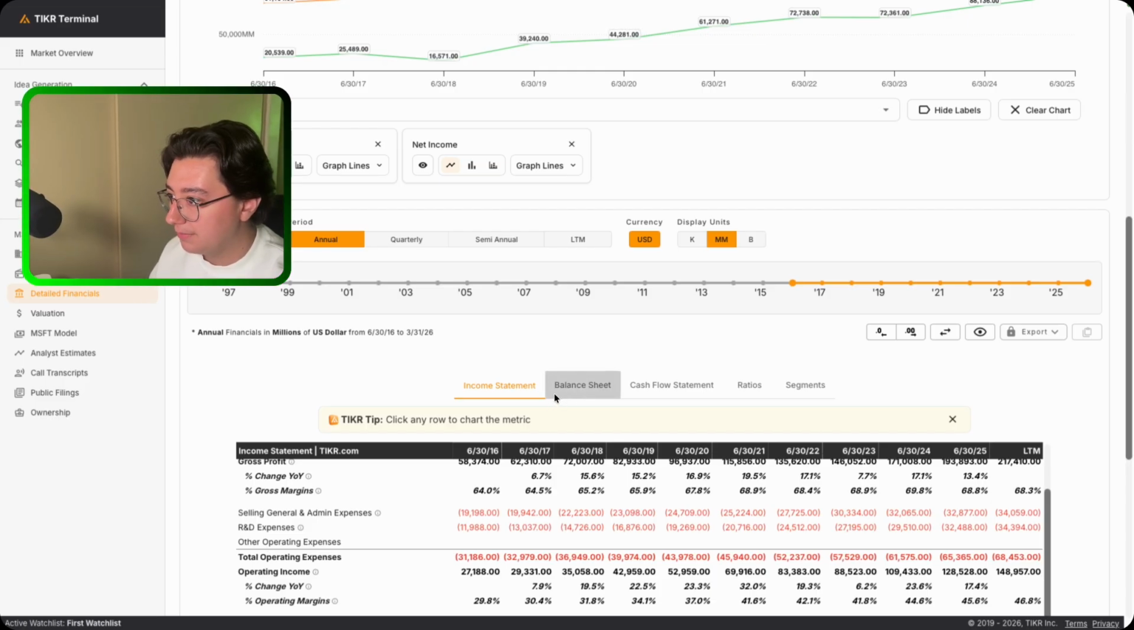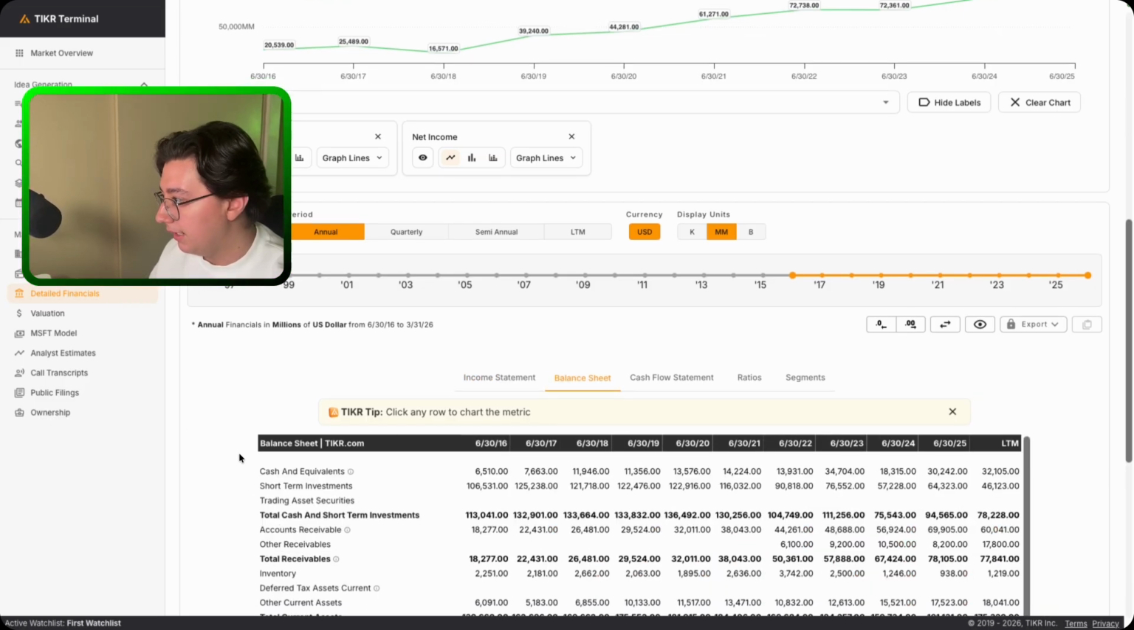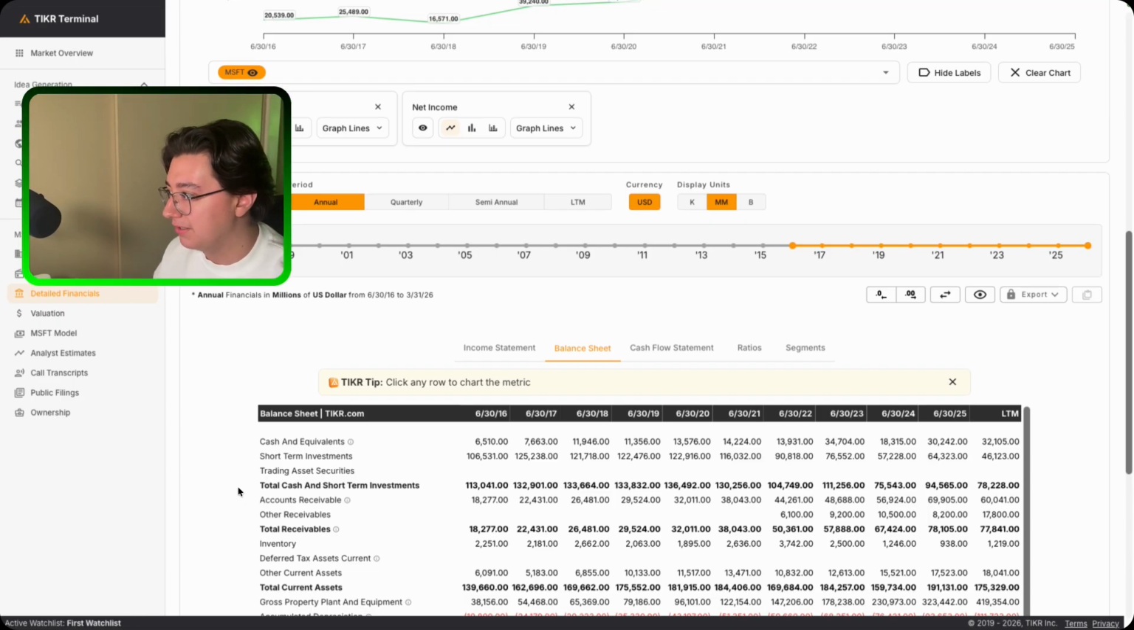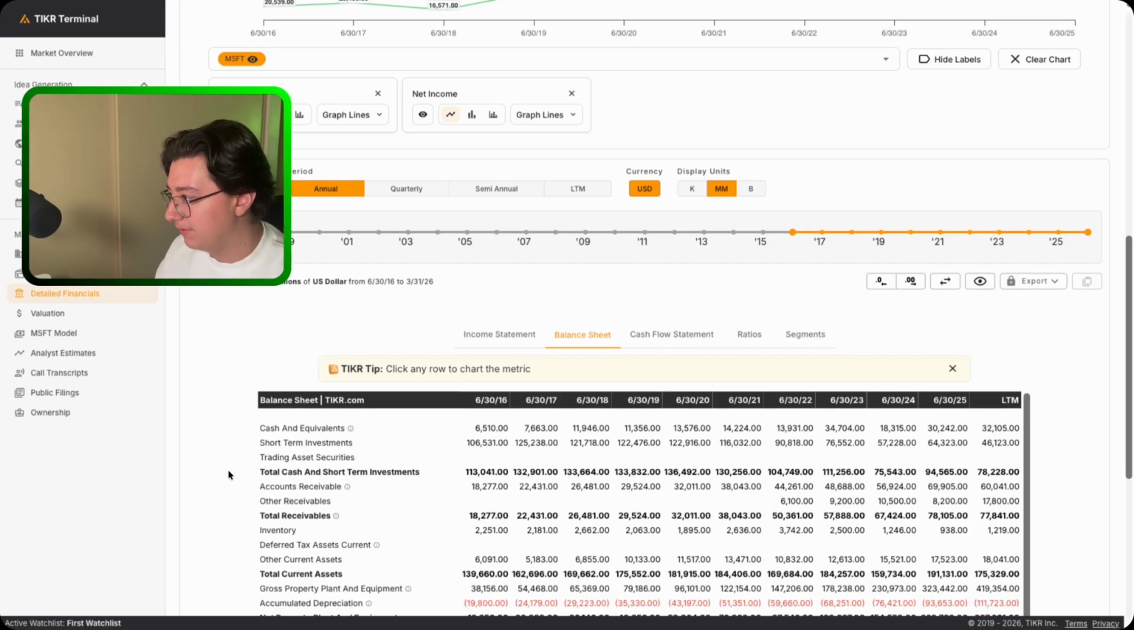The balance sheet, for example, cash and equivalents, that's basically what I don't have of cash and stuff like that. Short-term investments, just think of that as cash, basically. It's not, but just think of it like that.